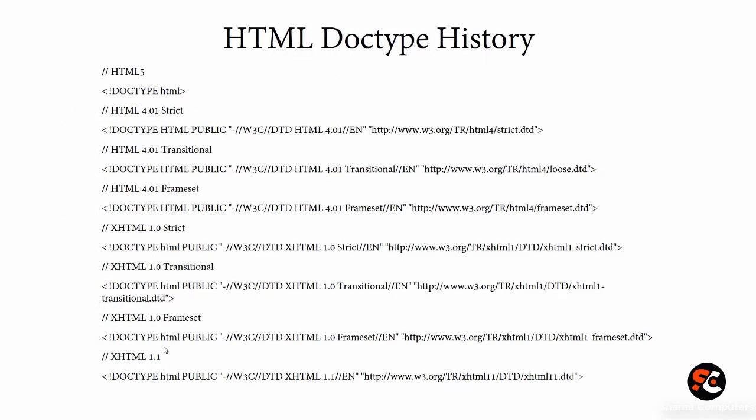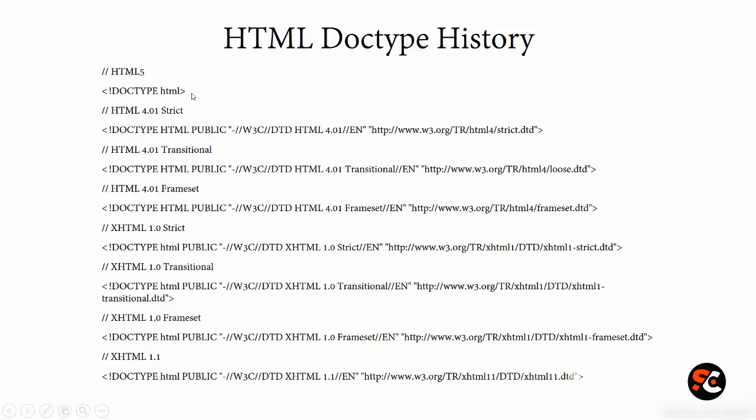So here's just a history of the HTML doctype. If you look at this, we start from the top. This is where we are now, and this is what we are going to do in this course. We have HTML5. Look how simplistic the doctype is. Now, if you go to HTML 4.01 strict, this is what you had to declare at the top of your HTML page. Transitional is just a little bit longer. Frameset, XHTML, XHTML transitional, XHTML frameset, and XHTML 1.1. You can see how simplistic HTML5 is.